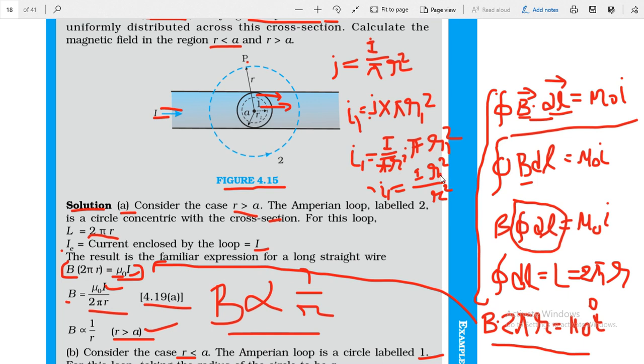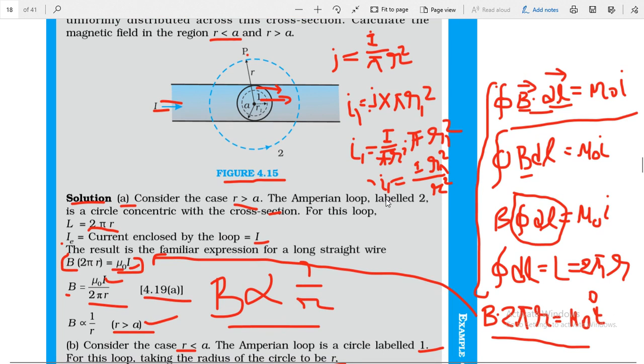Now this one is R1. This is the radius R1 of the circle represented by dotted line. So the maximum value of R1 may be equal to the radius of this conductor, that is R. If R1 is equal to R, you will get the maximum current, that is I1 becomes I. But if R1 is less than R, then with decreasing R1 you will get decreasing value of I1. Okay, so the same thing is represented there.